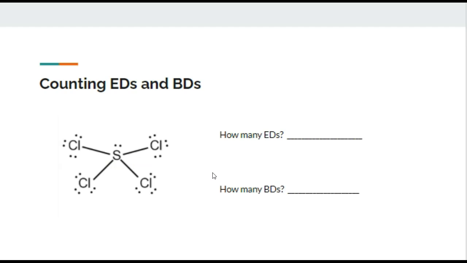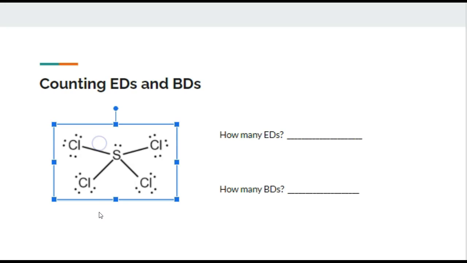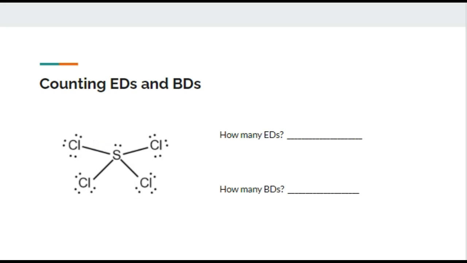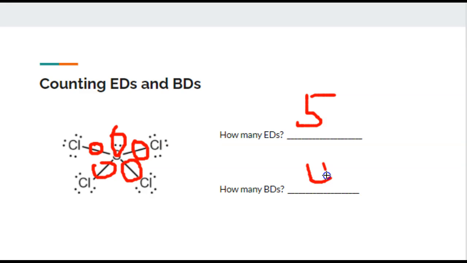Another example. Now here we have an expanded valence. This is sulfur again. And we'll notice here that this has a free pair of electrons. So that means the number of electron domains and bonding domains is going to be different. There's 1, 2, 3, 4, 5 electron domains. And then how many of them are bonding domains? Well, 1, 2, 3, 4 of them are bonding domains.